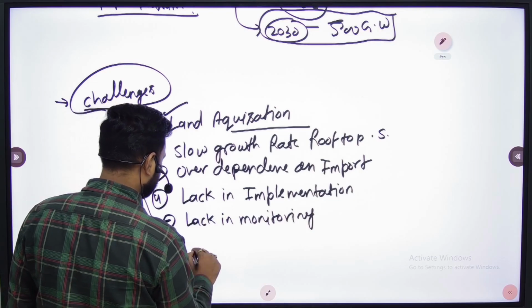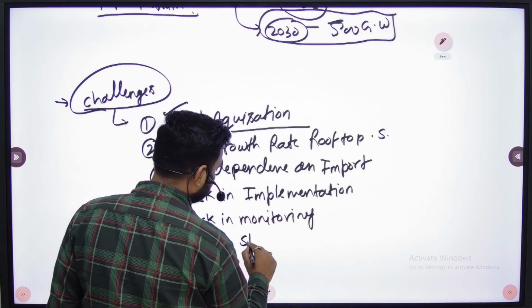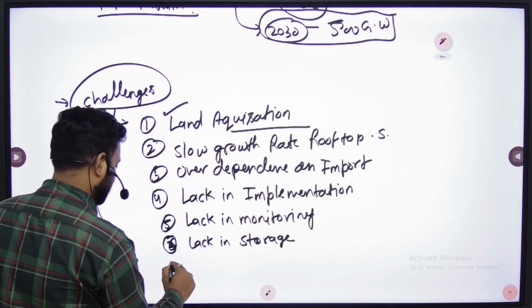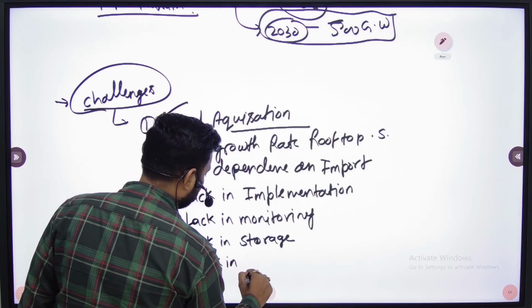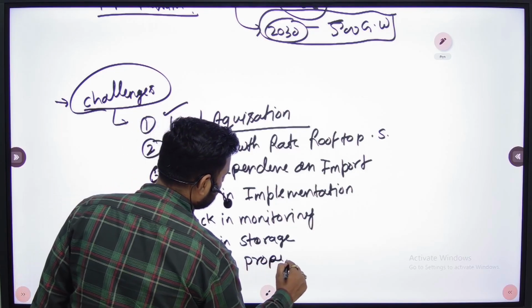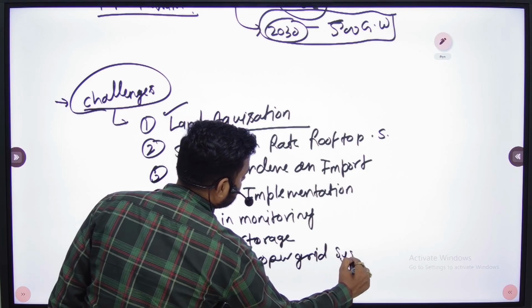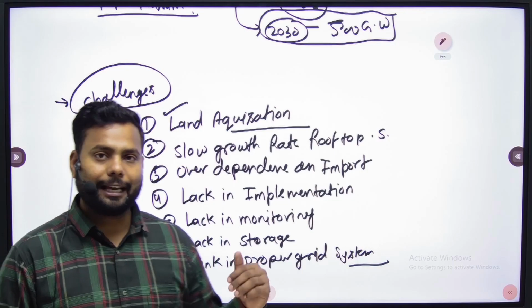Sixth one is lack in storage. And the seventh one is lack in proper grid system. This is all about the challenges. देखिए कि मतलब क्या क्या challenges आ रहे हैं.